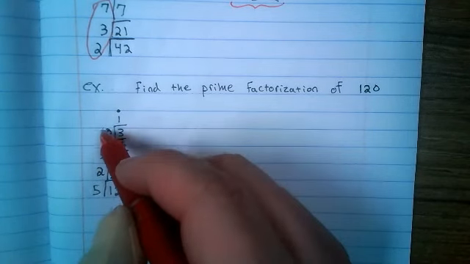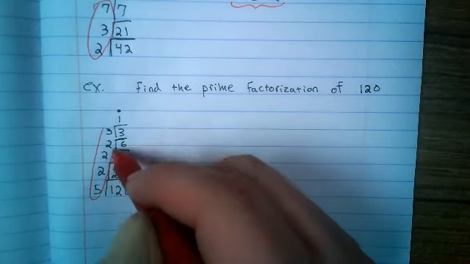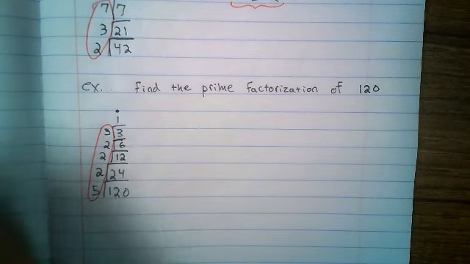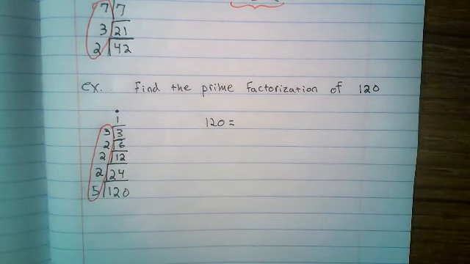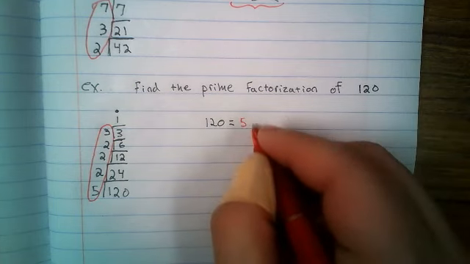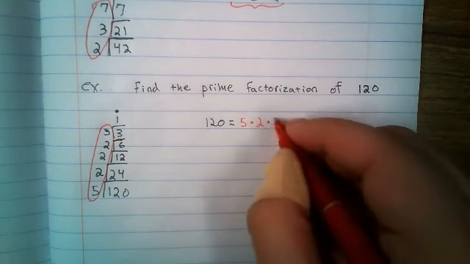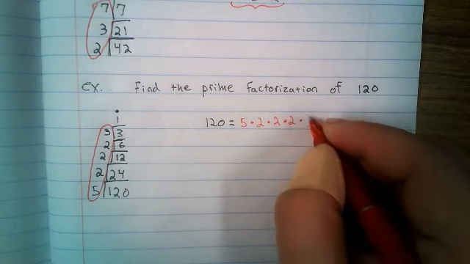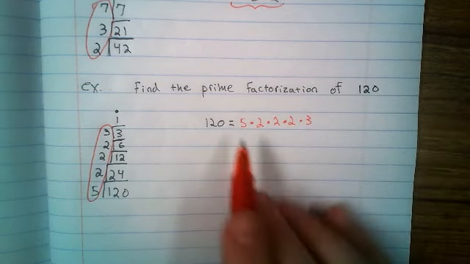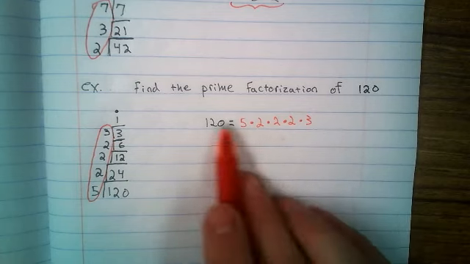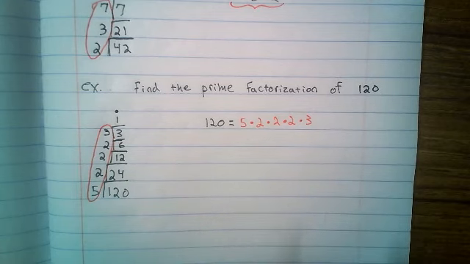So the prime factorization of 120 is 5 times 2 times 2 times 2 times 3. And if you wanted to rewrite it in descending order, you could do that too, right? But that is the prime factorization of 120.